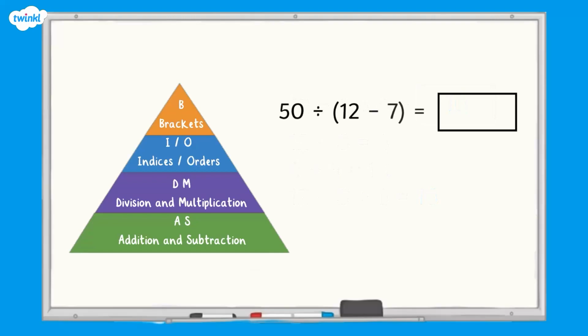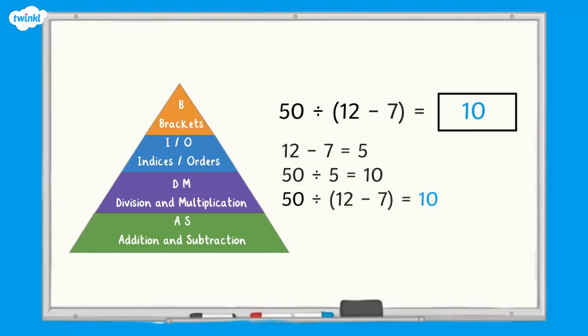50 divided by (12 subtract 7). Brackets take precedence, so you should have done that bit first. 12 subtract 7 equals 5, so we can replace 12 subtract 7 with 5. Now we work from left to right. 50 divided by 5 equals 10.